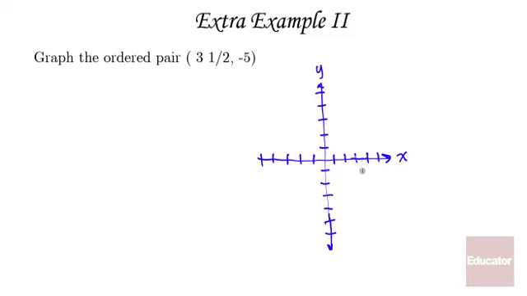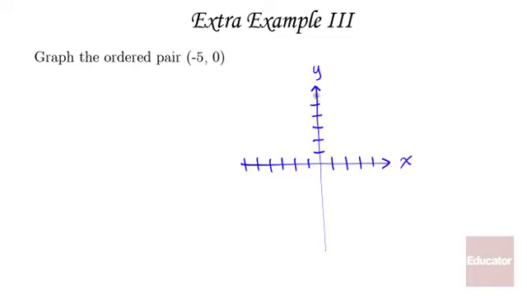So 3.5 and then 1, 2, 3, 4, 5. So about that would be my dotted line. So I went over 3.5 and I came down 5. And I'll label that 3.5 and -5. So if you see any halves, just remember it's just as if it were a typical number line. If you saw 3 1/4, it would just be closer to the 3. 3 3/4, it would be closer to the 4.